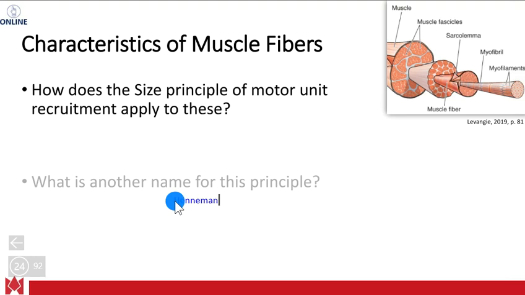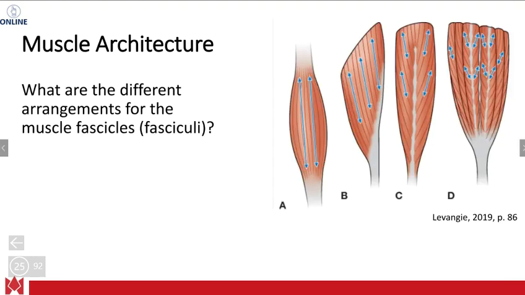Henneman principle is the size recruitment principle as well. So just like our joints are designed in certain ways and shapes to allow for certain forces, whether it's first class, second class, third class, etc., we also have different shapes of muscles to allow for different force production. So when you look at muscle architecture, this is really the arrangement of the fasciculi within a muscle.